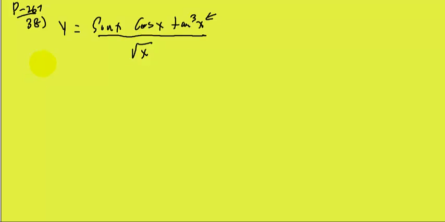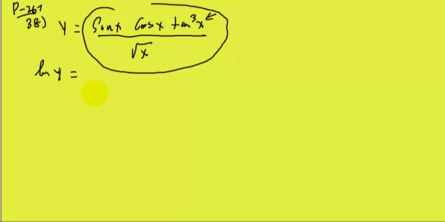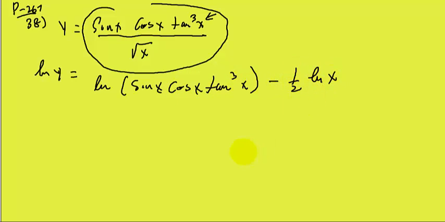We can ln both sides. So let's ln both sides. I get ln of y on the left side. When I ln the right side, and we're big boys and girls, we can do this in our head right now. I'm going to have ln of sine of x times cosine of x times tangent cubed x minus 1/2 ln of x. You should be able to do this part also in 1 step. So let's go ahead and finish that right now.